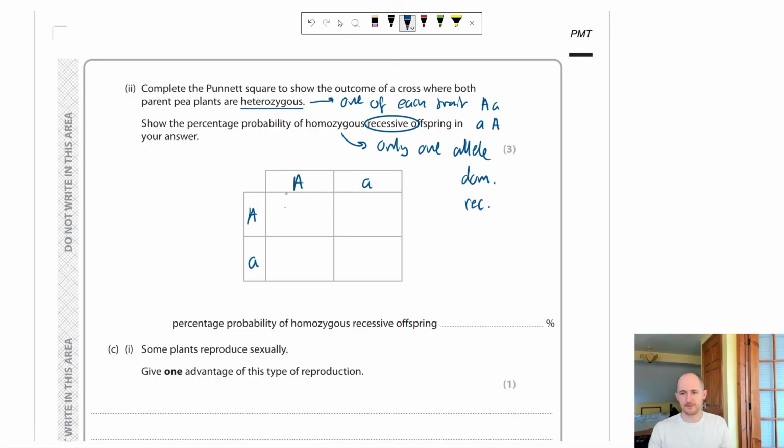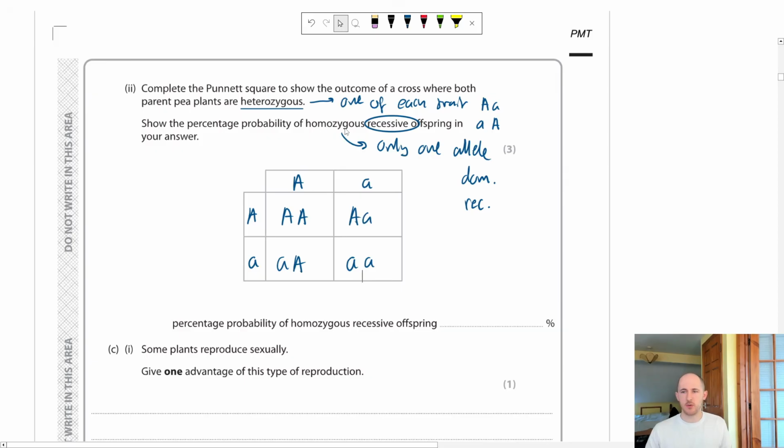AA. Capital A, lowercase a. Lowercase a, capital A. Lowercase a. Just like so. So, in this, we have two homozygous offspring. One is for dominant, one is for recessive. And we have two heterozygous, because it has one of each trait here.